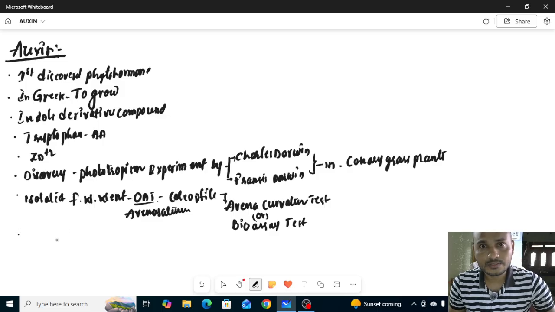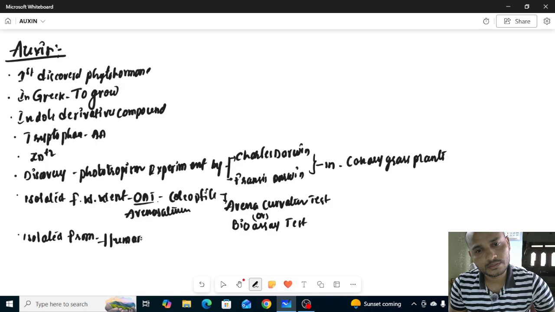Auxin was first isolated from human urine by two scientists. They are Kogel and Smith.